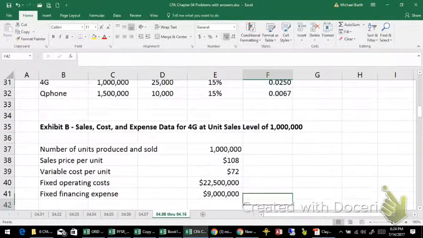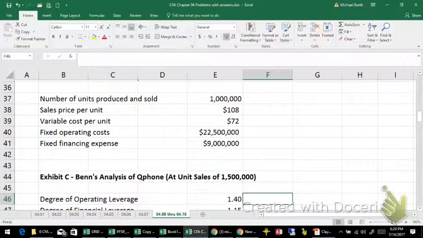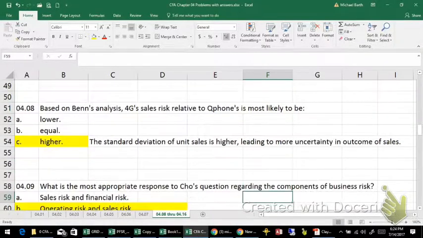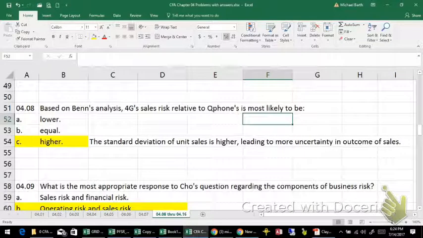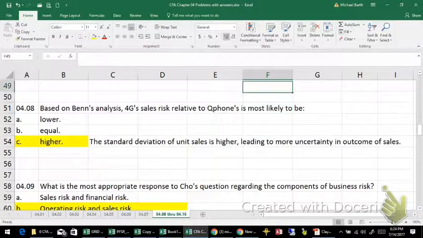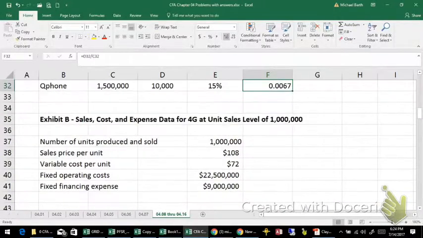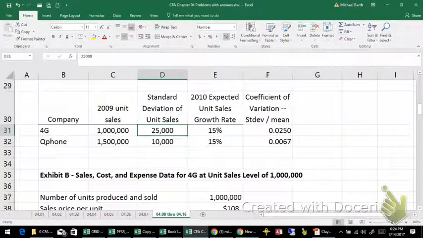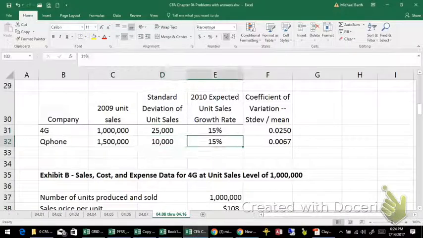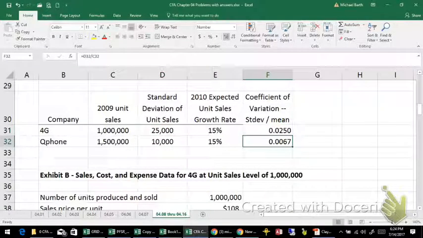Okay, so we got the exhibits. Let's roll through here and start answering questions. Question 4.08, 4G sales risk relative to Qphone's is most likely to be higher, and that has to do with the standard deviation reported in here for 4G being higher, and the relative standard deviation, or the relative variability, is also higher.